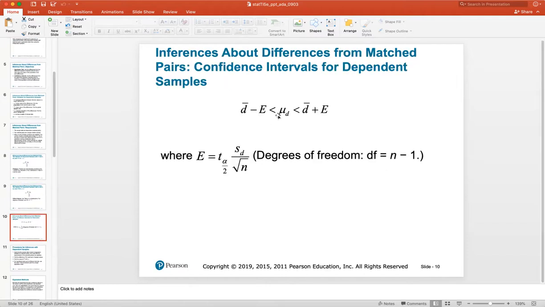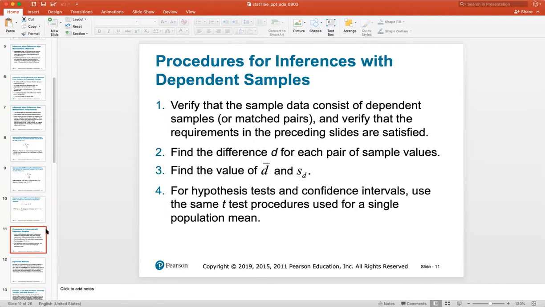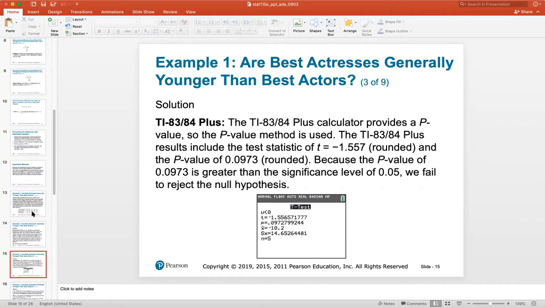And then the margin of error E. For the confidence interval, mu d, which is the difference between the two population means, is bounded by d bar minus E and d bar plus E. That's the formula of E, but you don't have to use this one, because we're going to figure that out using a calculator. So now here's the procedure. Let me explain the procedure by solving one example.